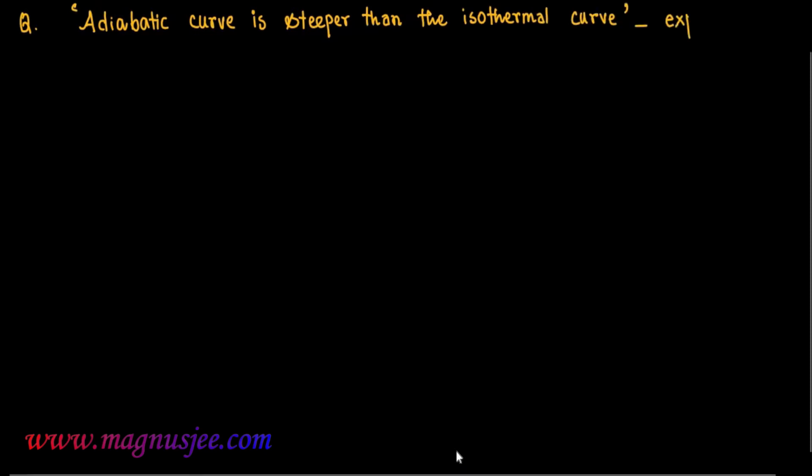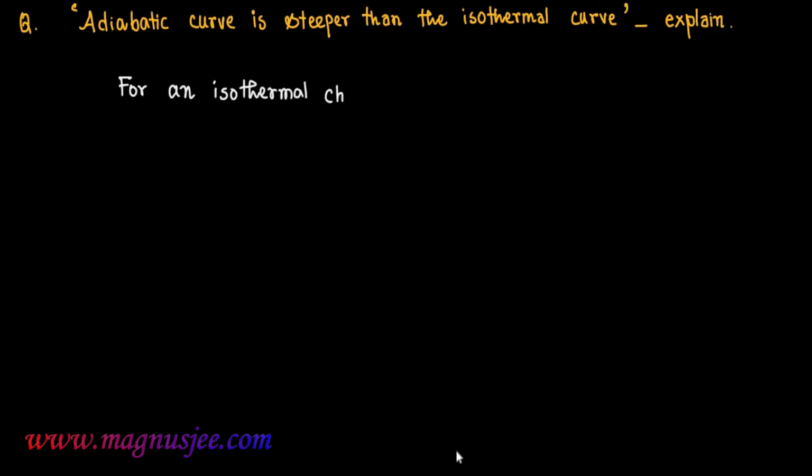Adiabatic curve is steeper than the isothermal curve. Adiabatic curve is steeper than the isothermal curve. Explain.